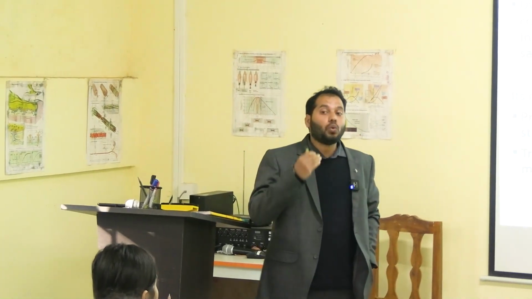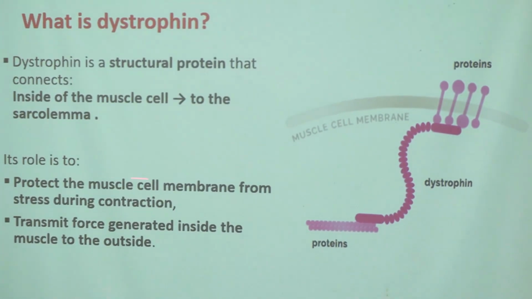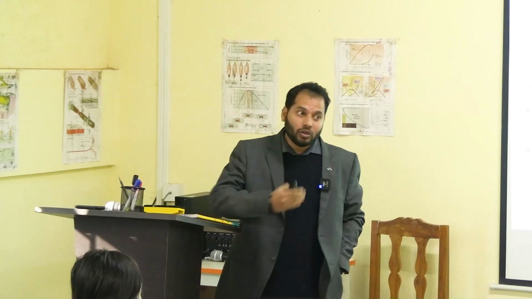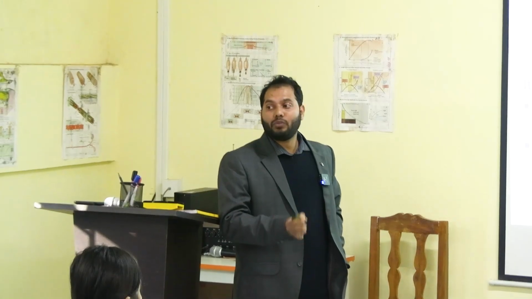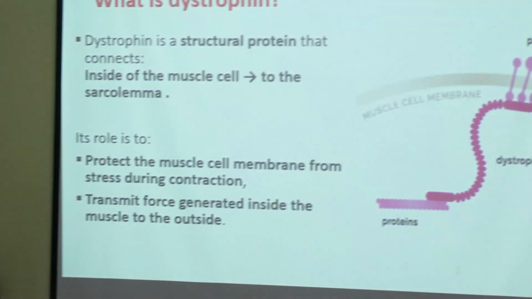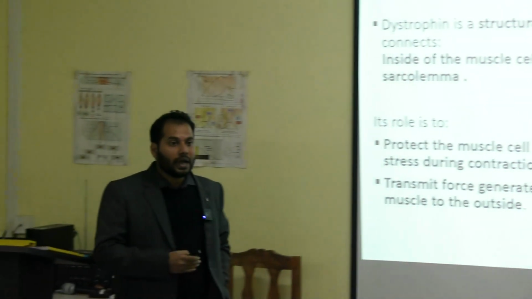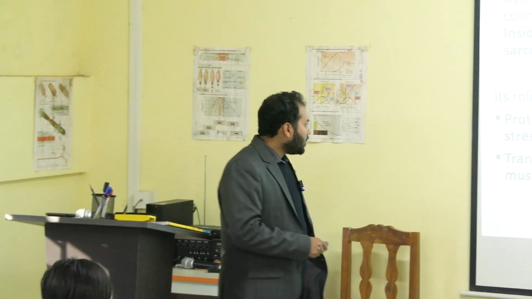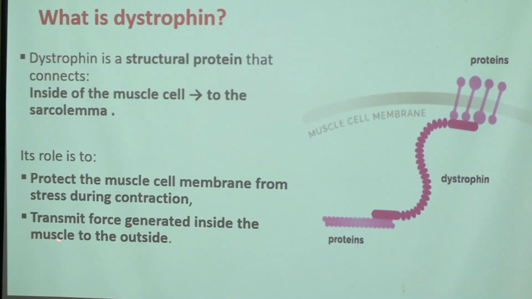Sometimes you can see there is a total absence of that dystrophin protein. That is the defect. What is the role of dystrophin protein? It protects the muscle cell membranes from stress during contraction. Whenever muscle contracts, it always faces some physical stress, and to overcome that stress, dystrophin protein plays an important role. But in the absence of dystrophin protein, the muscle cells are unable to handle that physical stress during skeletal muscle contraction. Not only this, it is also involved in the transmission of force generated inside the muscles to the outside.